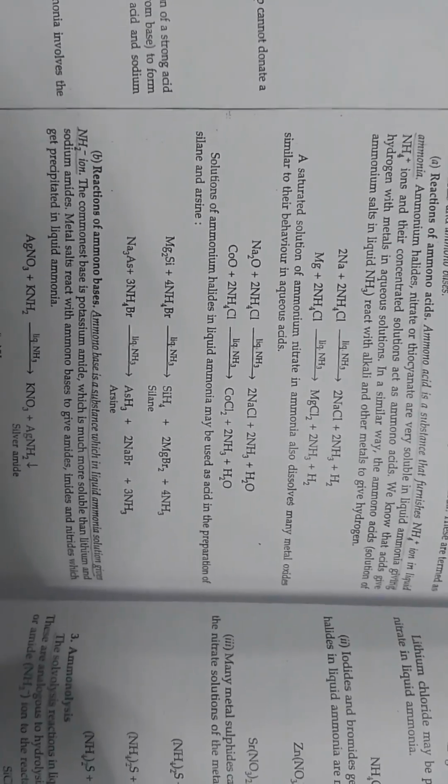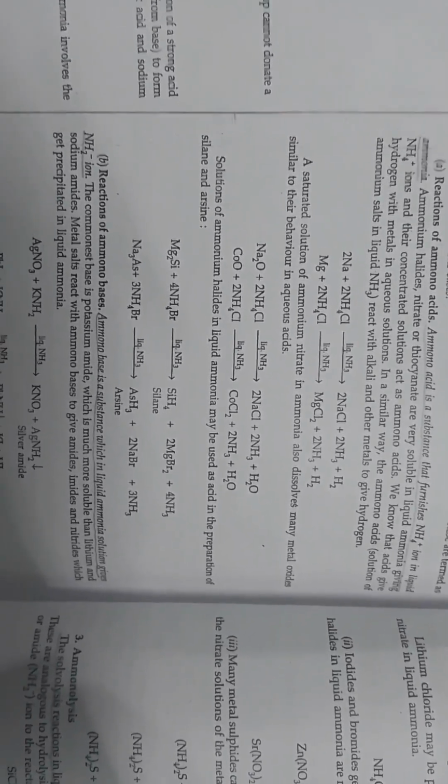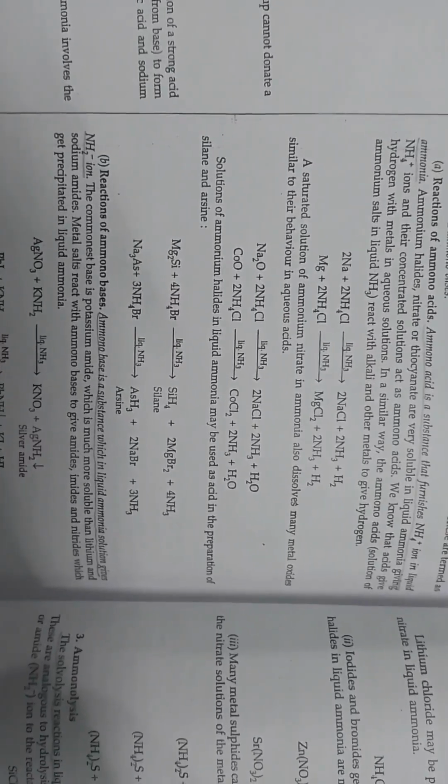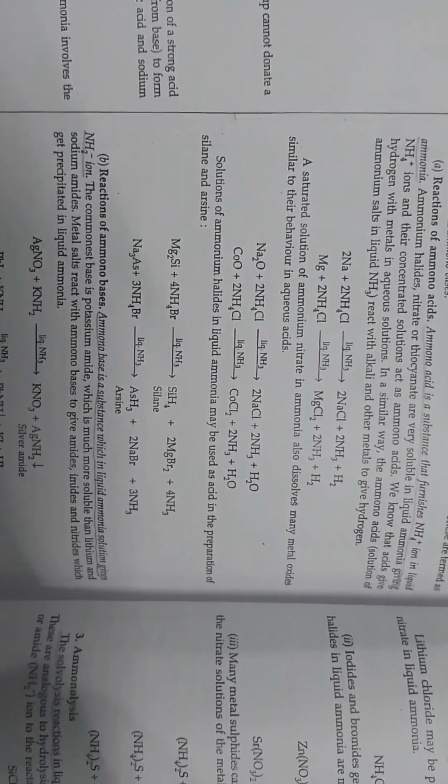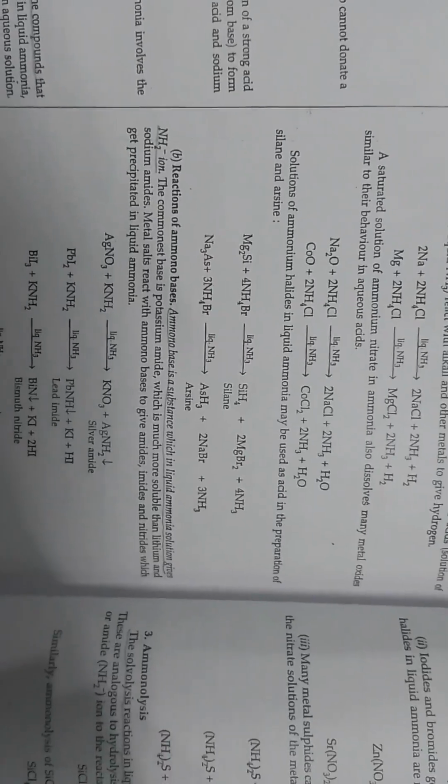Reaction of ammono acid. An ammono acid is a substance that furnishes NH4⁺ ion in liquid ammonia. Ammonium halides, nitrates or thiocyanates are very soluble in liquid ammonia, giving NH4⁺ ions, and their concentrated solutions act as ammono acids. We know that acids give hydrogen with metals in aqueous solution. In a similar way, ammono acids react with alkali and other metals to give hydrogen. 2Na plus 2NH4Cl in liquid NH3 gives 2NaCl plus 2NH3 plus H2. Mg plus 2NH4Cl gives MgCl2 plus 2NH3 plus H2.